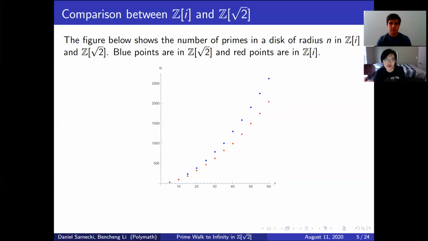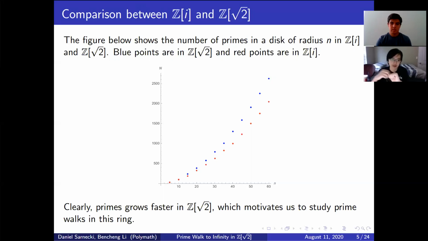Next, we try to compare the number of primes in a disk of radius n between Z[i] and Z[√2]. The blue points here show the case in Z[√2], and the red points show the number of primes in Z[i]. We can see that as n gets larger, from 10 to 60 or even larger, the gap or difference between the numbers of primes also gets larger. Therefore, primes grow faster in Z[√2], and this fact motivates us to study prime walking in this ring.